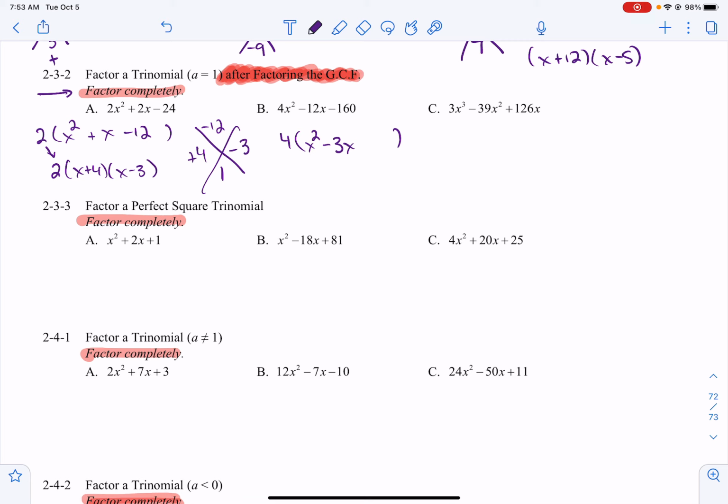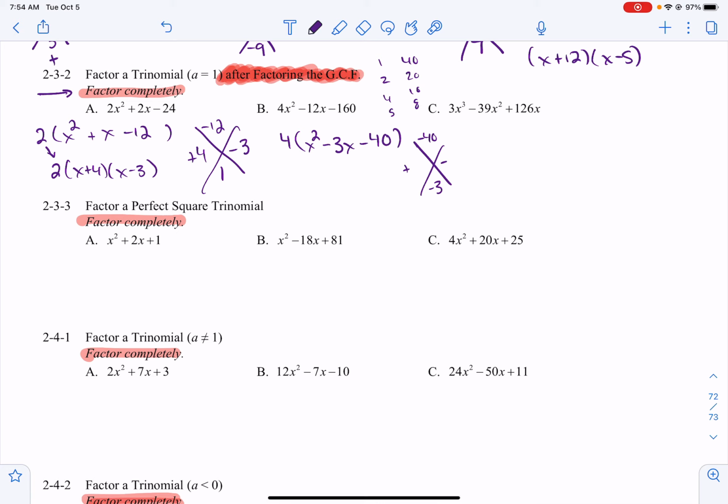Negative 160 divided by 4 is going to be negative 40. So when I do my big X, I've got negative 40 on top and a negative 3 on the bottom. And now I'm going to make my list of multiples. So 1 and 40. Now, they're multiplied to a negative, so one of my numbers is positive, one of them is negative. So I've got 1 and 40, 2 and 20, 4 and 10, 5 and 8.